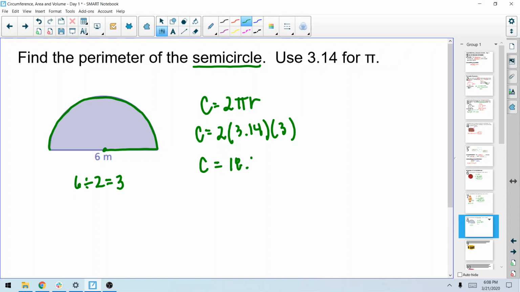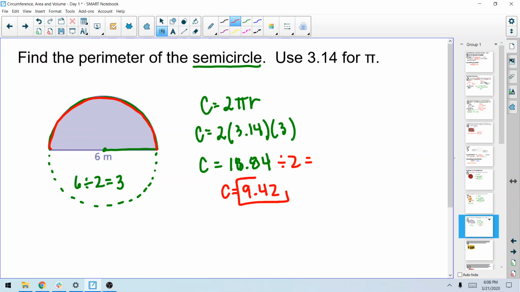I'm getting 18.84. Now that is if I had the whole circle, because that's circumference of a whole circle, but we don't have a whole circle. So think about this for a minute. What do you have to do with 18.84? And I'm hoping you're thinking divide by 2, because we only want the upper half. So divide by 2, and I'm getting 9.42. And then I'm going to put that in a box and keep it, because that is not the perimeter of the entire semicircle. That's just the part I have outlined in red.